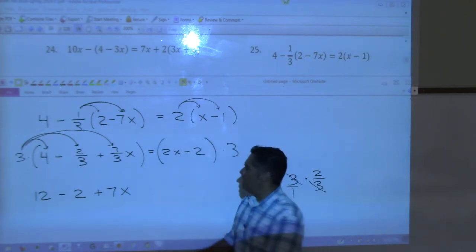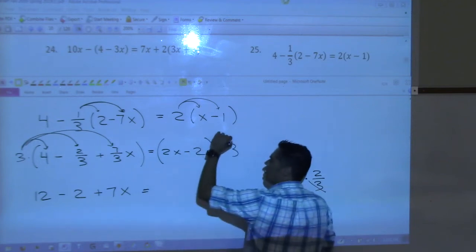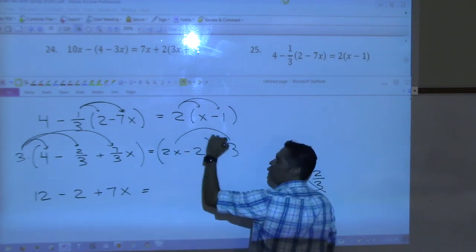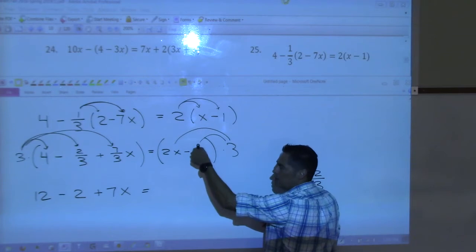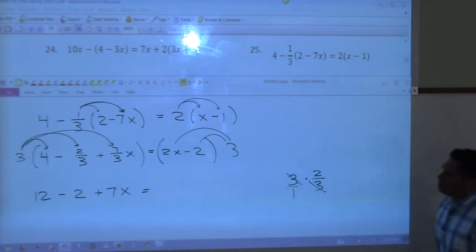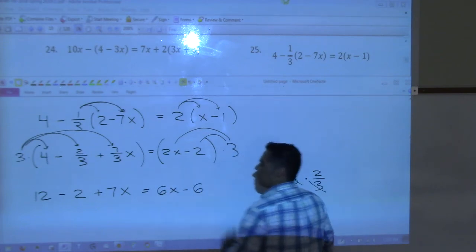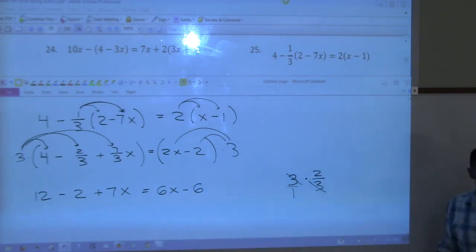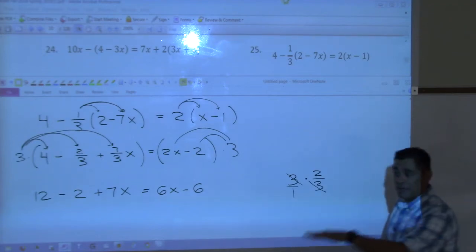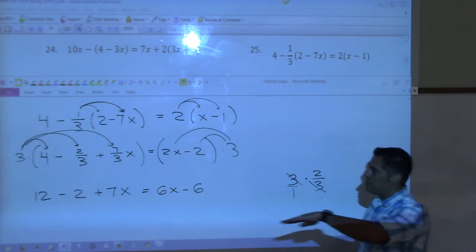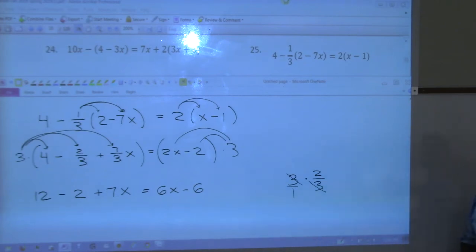Okay? And now on the other side, the 3 has to go through. Now I'm distributing, but I'm distributing backwards. You're allowed to do that. You can go this way. So distribute, and you get what there? 6x minus 6. Okay. So clearing fractions is just to make your life easier, all right? So you don't have to work with fractions.